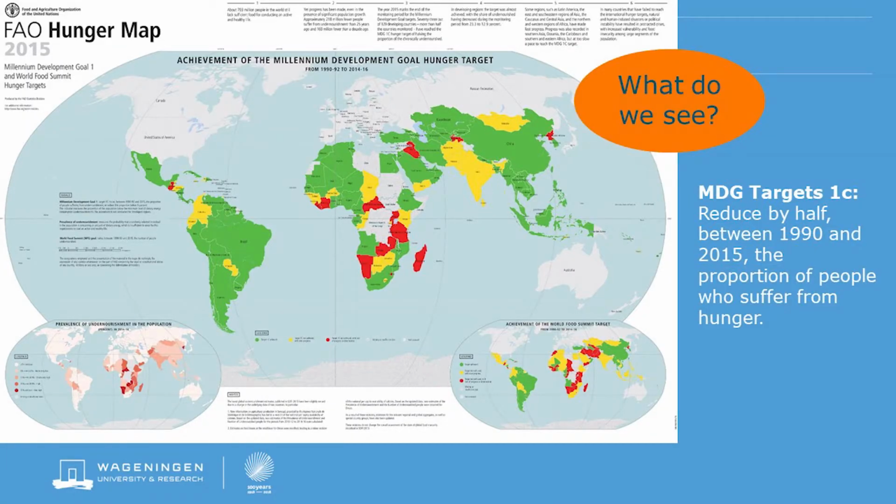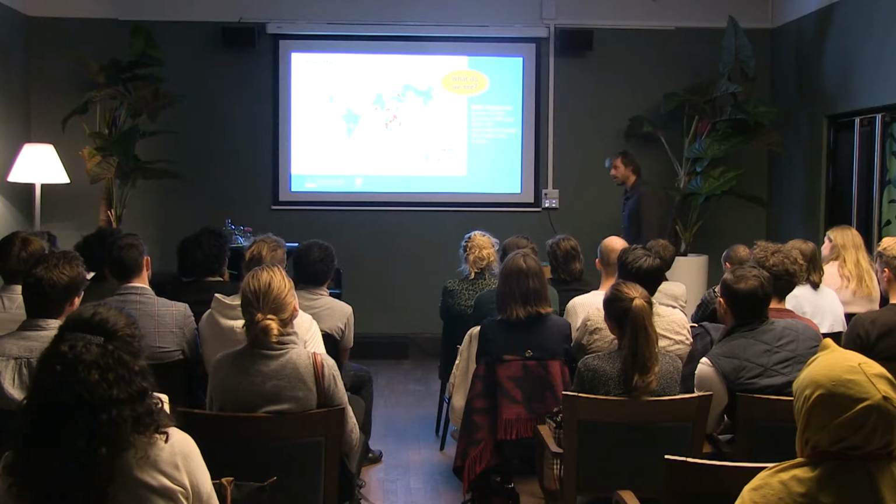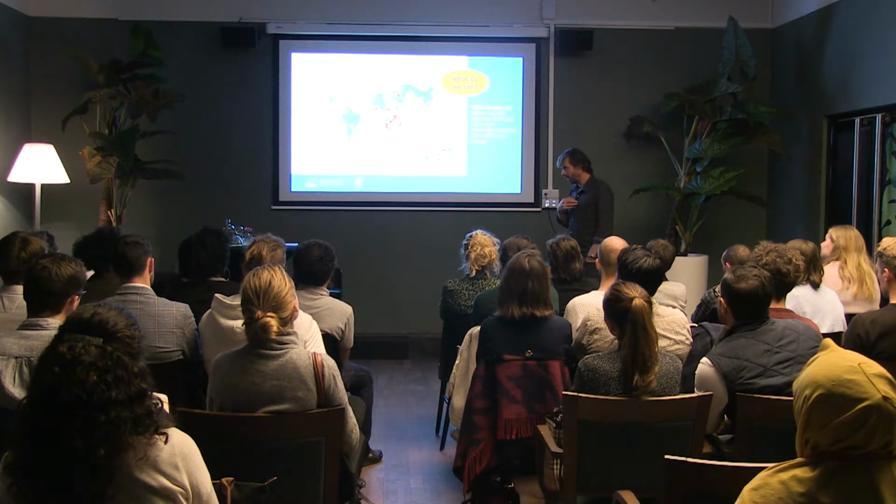Right, so now this is interesting. This is a map. It's a little bit different, but also a little bit the same as the earlier statistic I showed you. But this is a map of the achievements of the Millennium Development Goal hunger target. The target was ambitious, as SDG 2 is, but basically it was, between 1990 and 2015, to reduce by half the proportion of people who suffer from hunger. So it's not ending world hunger.